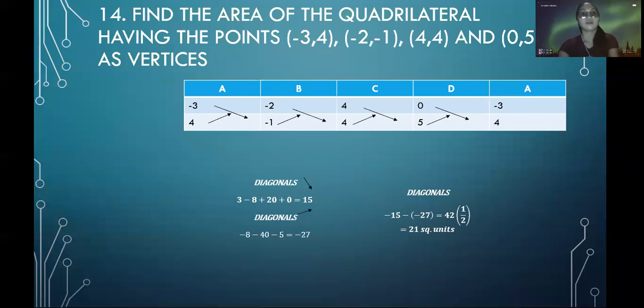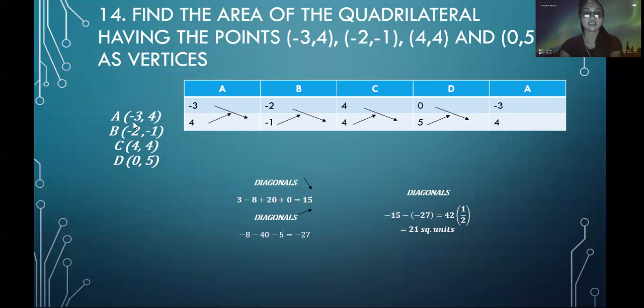Number 14. Find the area of the quadrilateral having the points negative 3 and 4, negative 2 and negative 1, 4 and 4, and 0 and 5 as vertices.